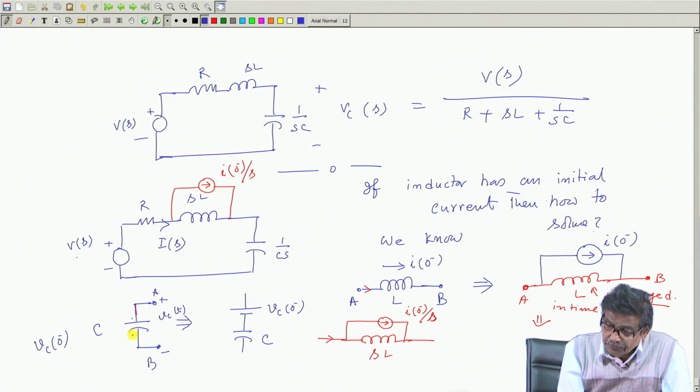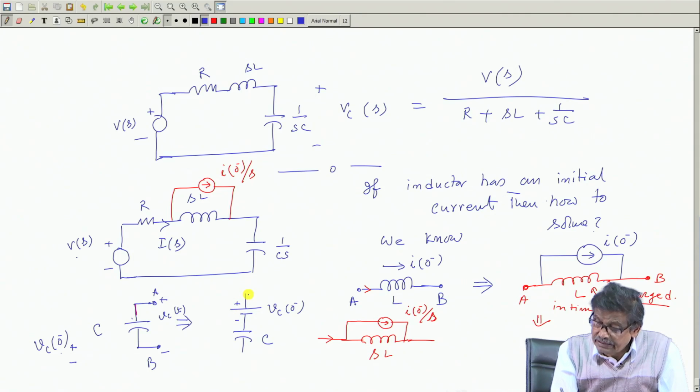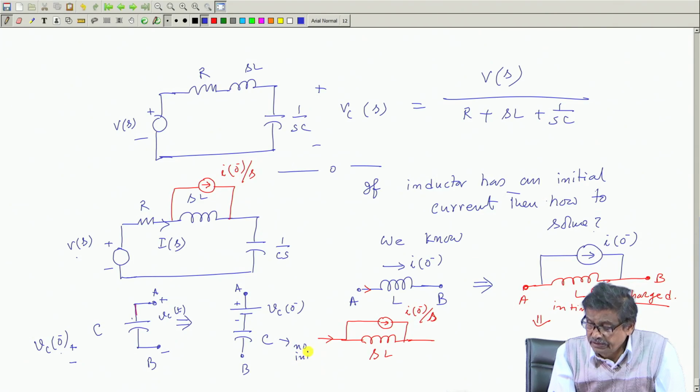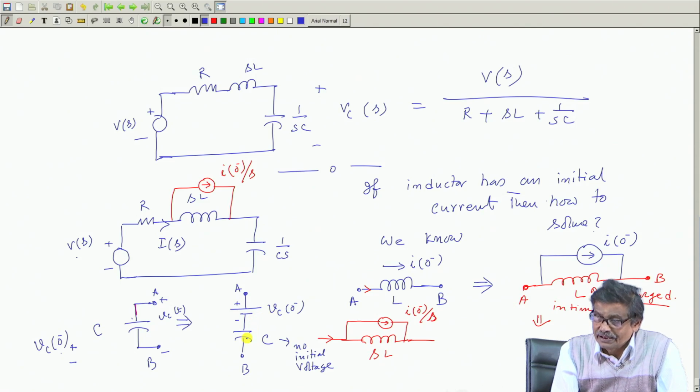And what is the polarity of this voltage? Depending upon how Vc0 minus was specified. Suppose it was specified upper plate plus, lower plate minus, I will write it like this. This will be the description of the capacitor between points A and B. Only one capacitor is connected, but it had some initial voltage. Then between points A and B, I will say this capacitor with no initial voltage, in series with a constant voltage Vc0 minus in time domain.